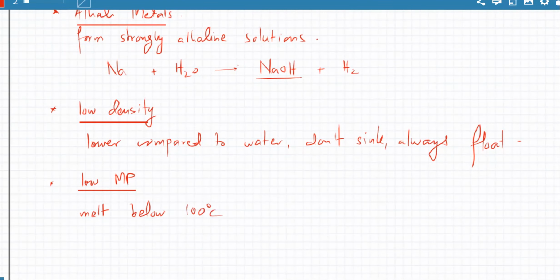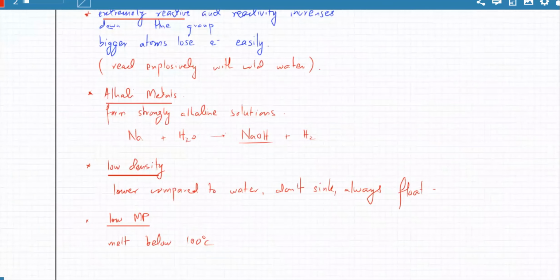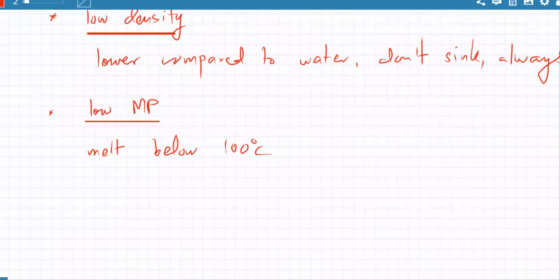So they melt below 100 degrees centigrade as well. So those are properties of alkali metals. Extremely reactive, low density, can be cut, and they're also soft. There's another one, which is they are very soft.